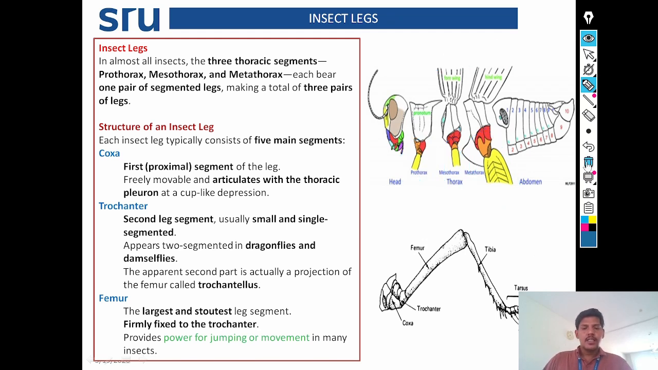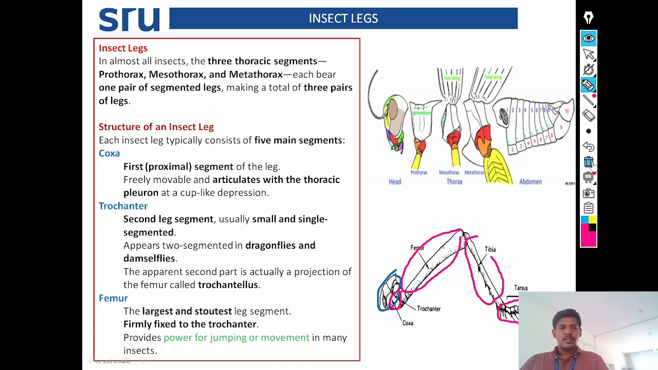See the structure of an insect leg. An insect leg typically consists of five main segments. That is one coxa, second one trochanter, third one femur, fourth one tibia, and the last one is the tarsus. Each insect leg typically contains five main segments: coxa, trochanter, femur, tibia, and tarsus.